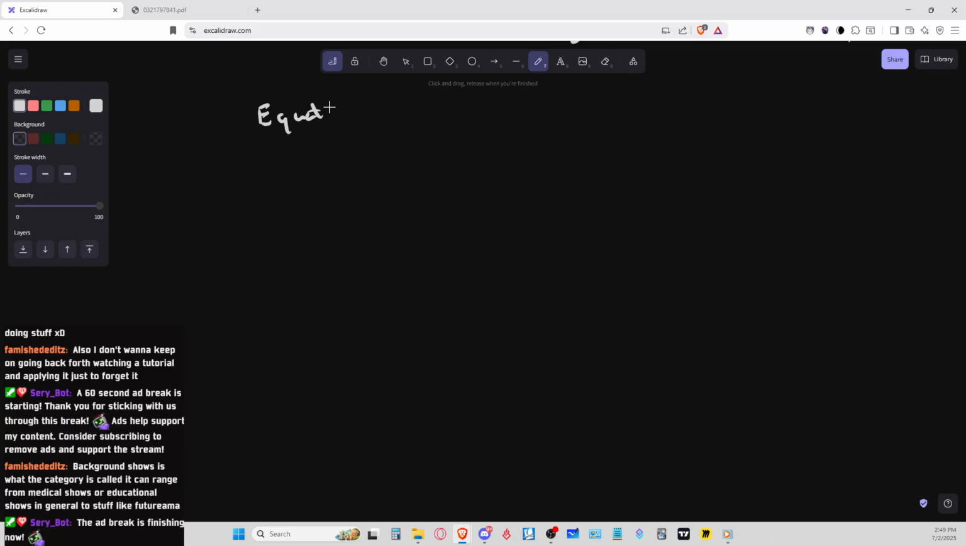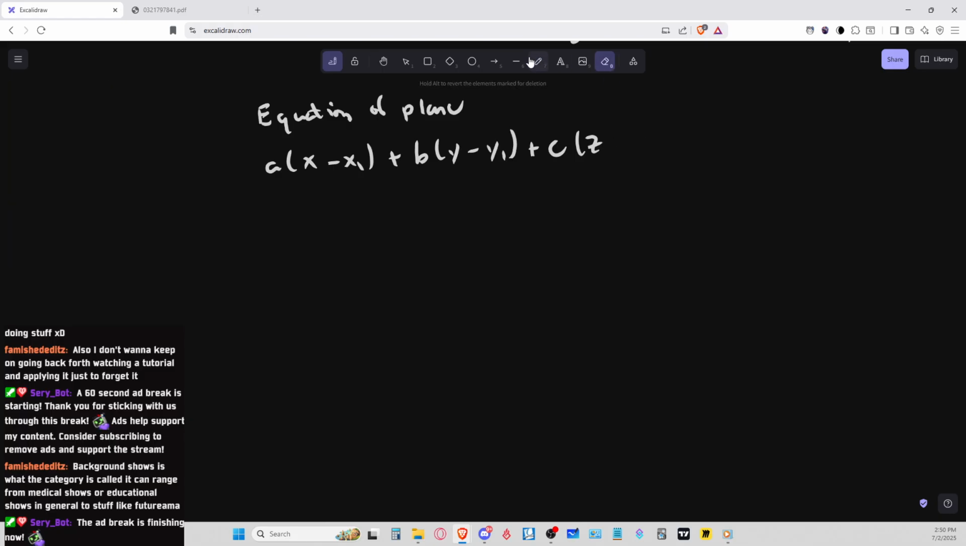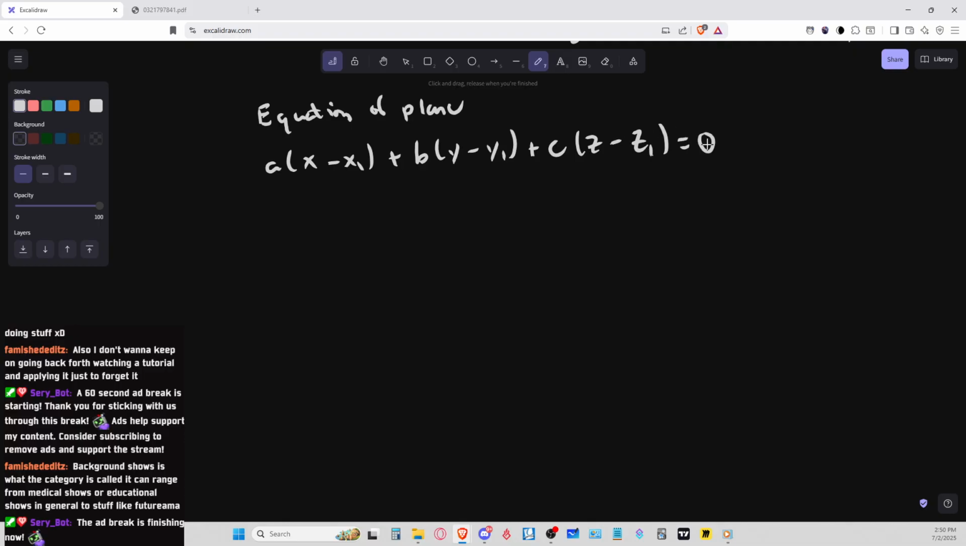So the equation of a plane. I'm just gonna write the general form, because usually the general form is always important when you're doing math, especially with differential equations. When you remember the form, the general form, it makes it so much easier to work out problems. Equals 0. Okay.